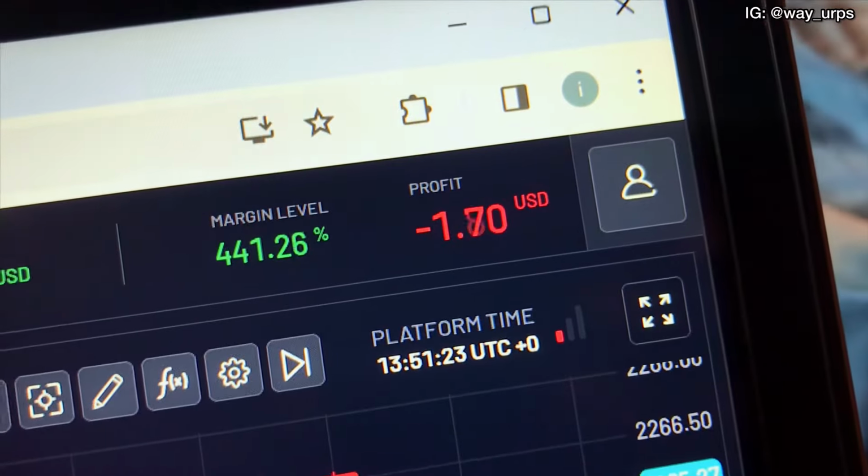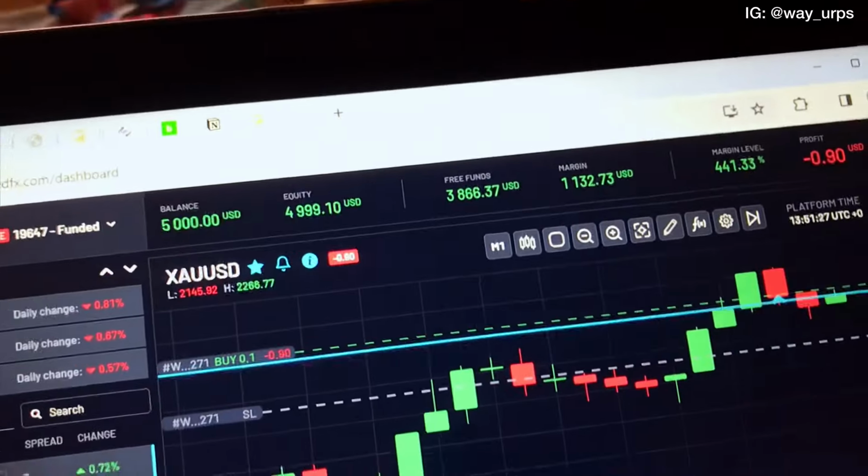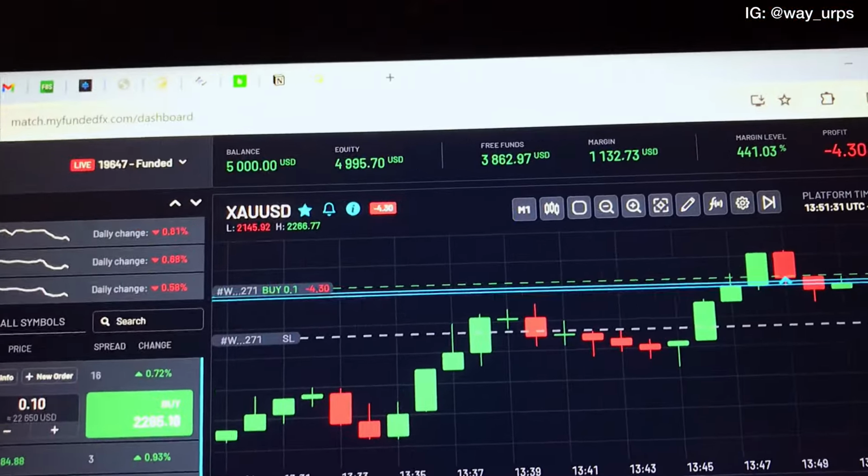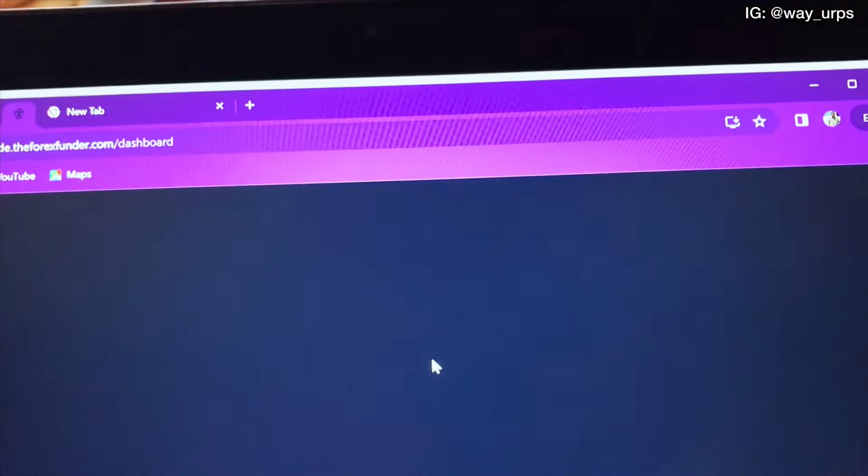So guys, I'm in this trade now, and it's running a little bit of negative profit. This is what it is, and this is on the live account. This is the first trade on the live account. So let's go to the 100k account. I'm also on the trade here.